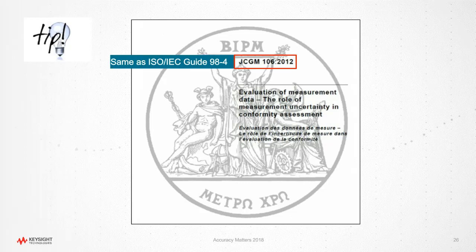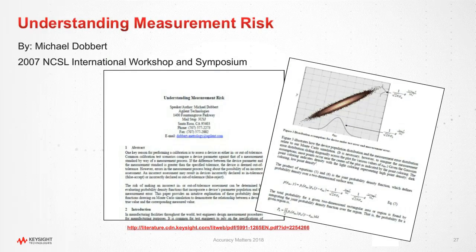It's a bit of a hard read, and it took me several times. It takes three times to get it, and this is definitely one of those. But you can either pay a bunch of Swiss francs and get the ISO guide version, or you can get the same thing for free and download it as JCGM 106. It was published in 2012. Really a good document. Also, another colleague of mine from Keysight wrote a paper a couple years back, and you have the link to it here. The two of these together are really helpful for what we're talking about today.